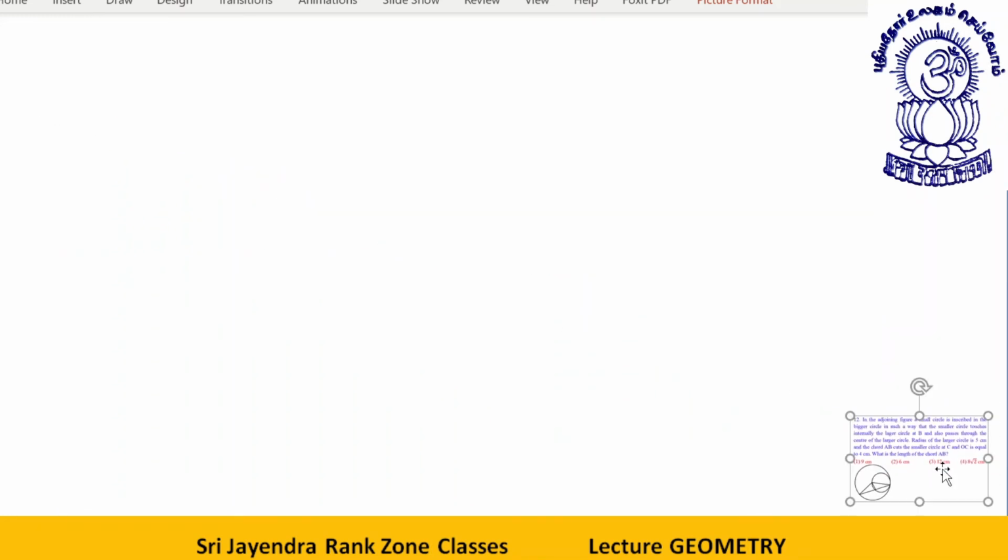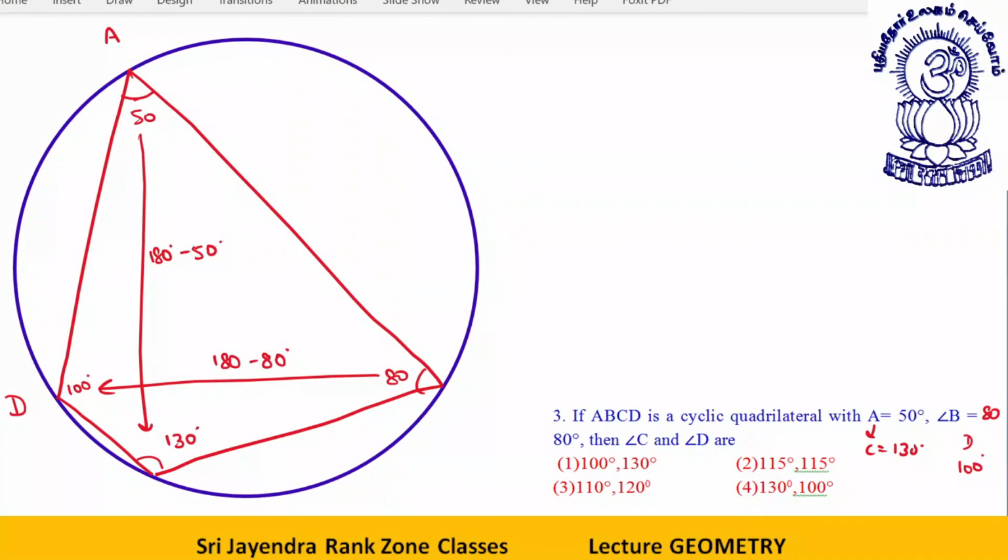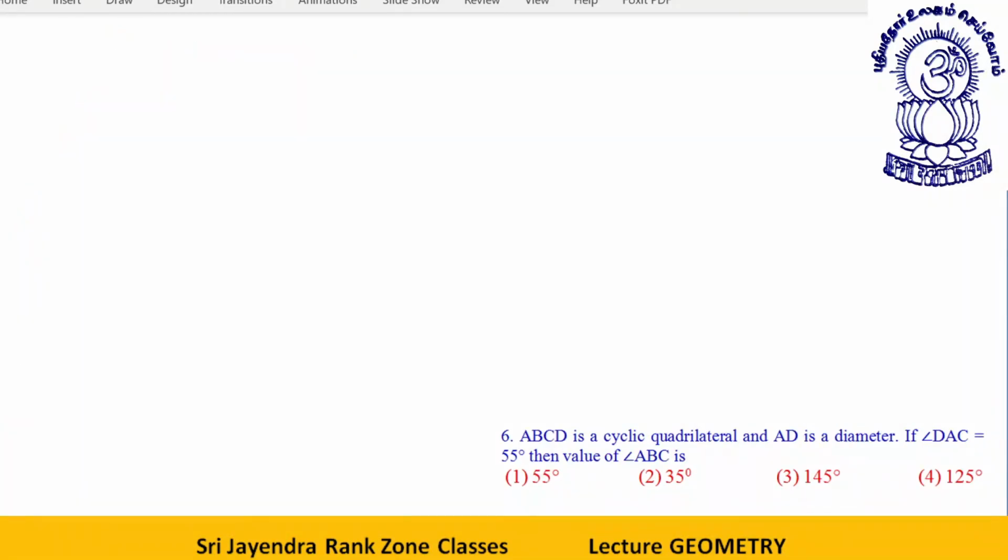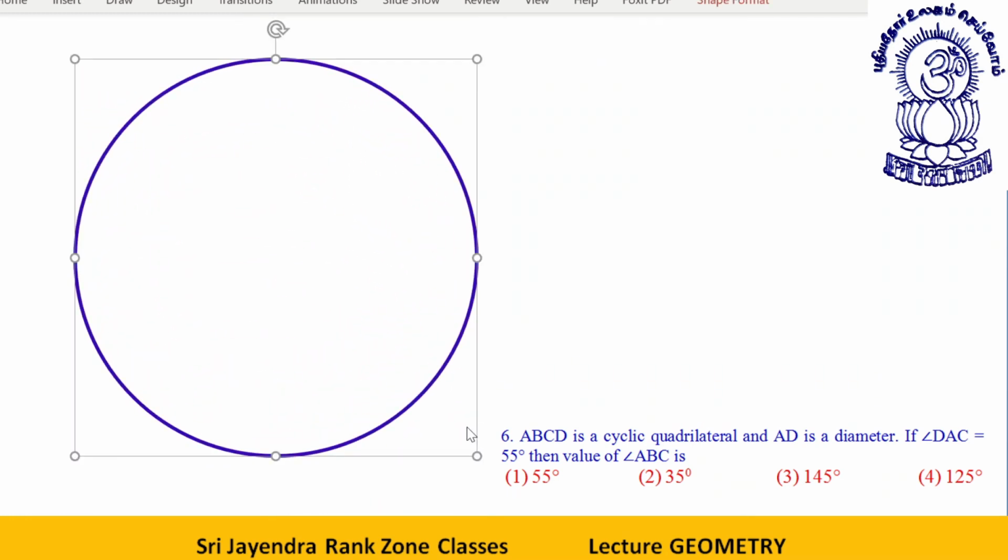Let it be here only, but let's take the next question. ABCD is a cyclic quadrilateral and AD is diameter. First, let me draw a circle. ABCD is a cyclic quadrilateral and AD is the diameter.